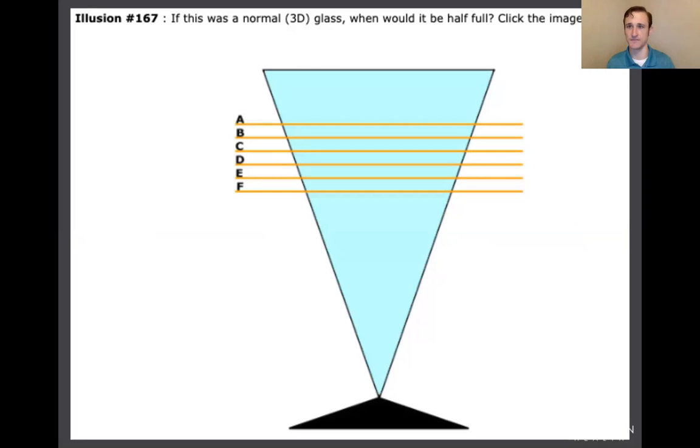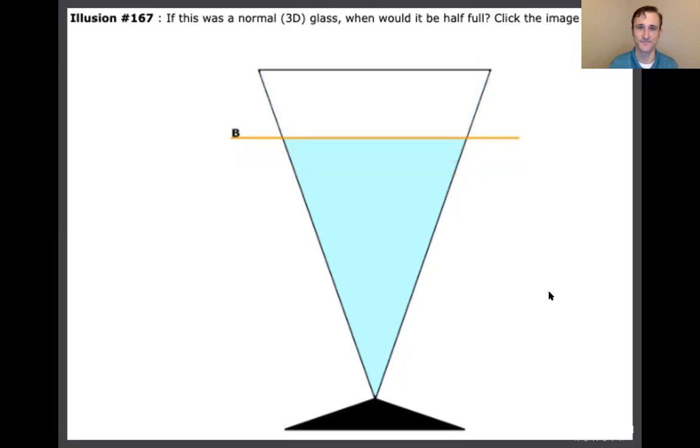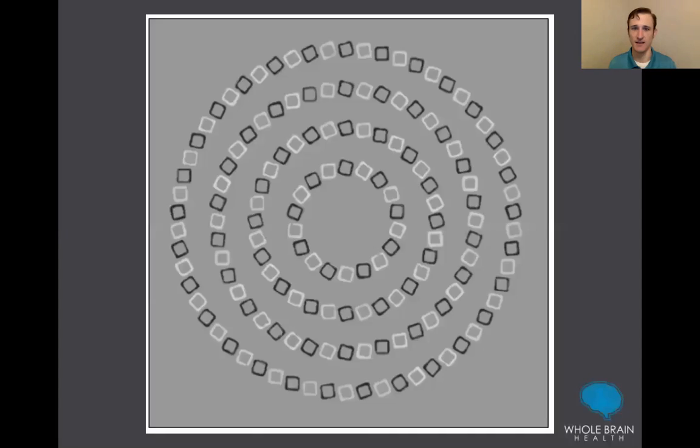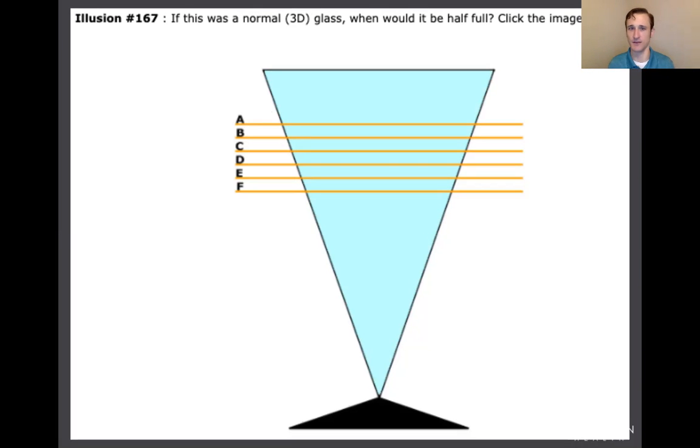I'll give you maybe 10 or 15 seconds to analyze this and determine which is the correct answer, starting now. Okay, did you figure it out? Here's the answer. It's B. If this were a two-dimensional object, it might be one of the other answers, but in this case, it is B.